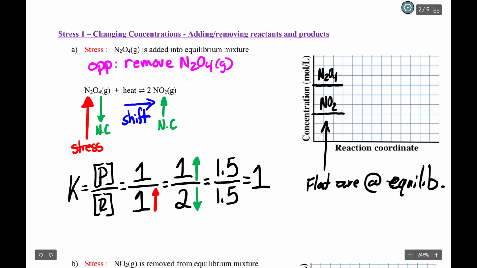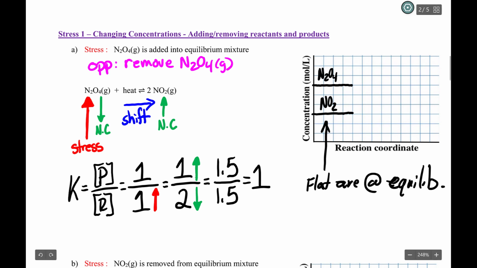because the concentrations are unchanging. Equilibrium is when the rate of the forward reaction is equal to the rate of the reverse reaction, and if that is happening, concentrations are not changing. The y-axis is concentrations. These things are flat. The concentrations are not changing. Okay, then we have our stress. We've added N2O4 to the system.